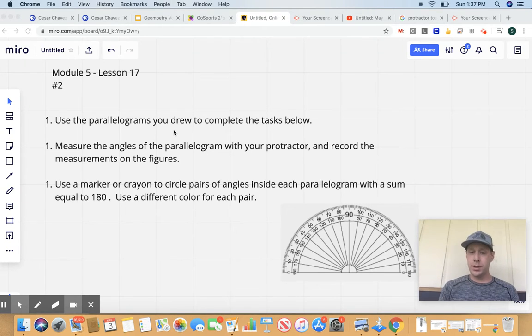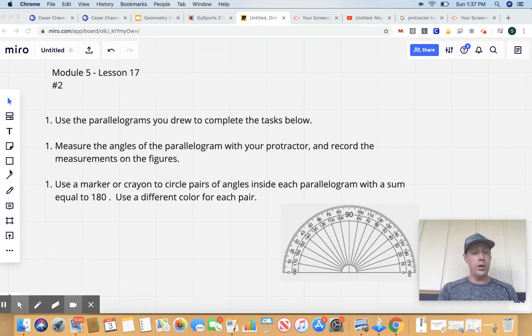It's going to tell you that you need a protractor. You don't need one. You can use this one that I've provided here to estimate the size of your angles. What they want you to do in order to satisfy this problem is to take the parallelograms that you drew and measure their angles. Well, at least two of the problems ask you to draw parallelograms with right angles.